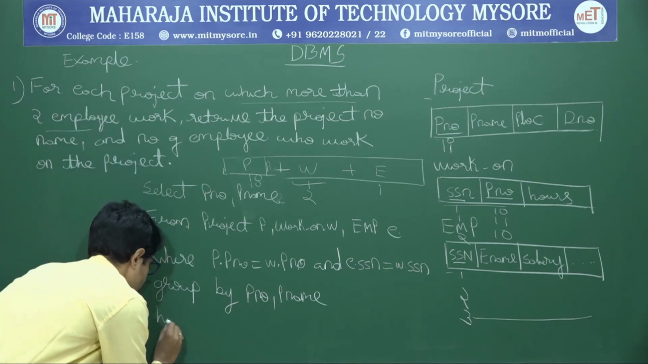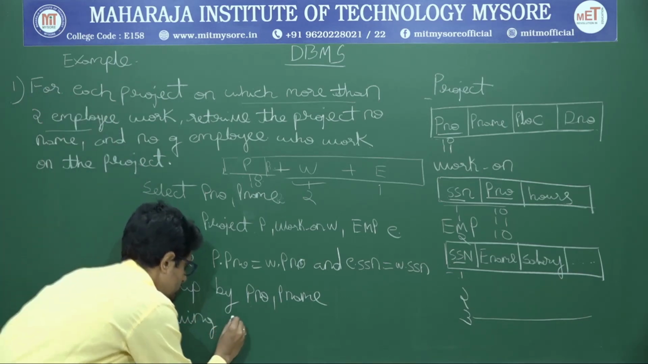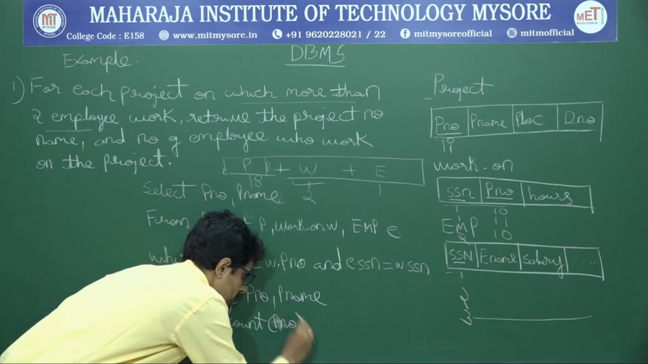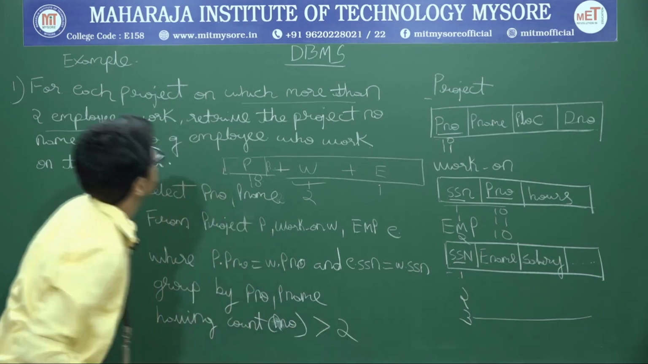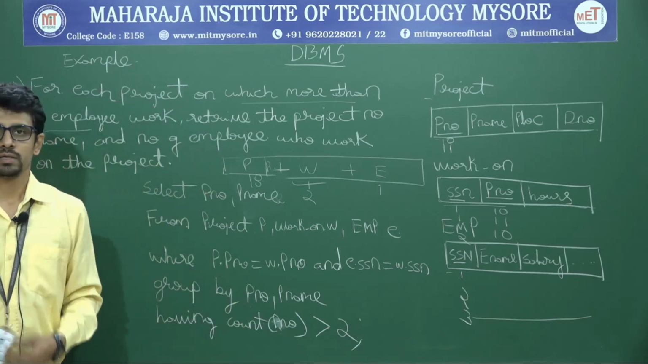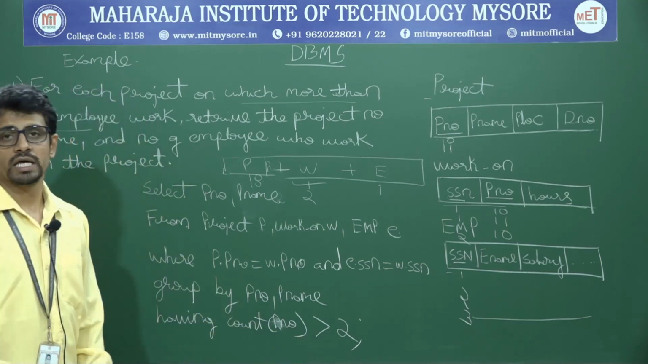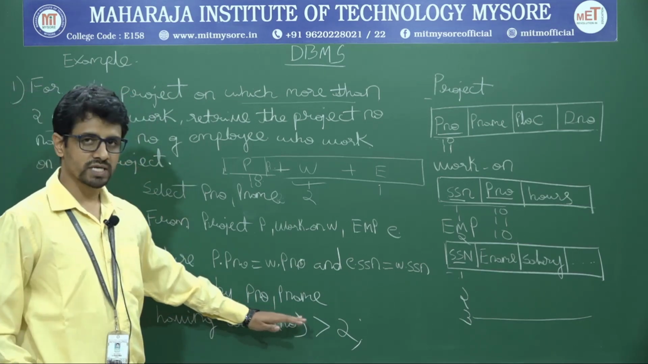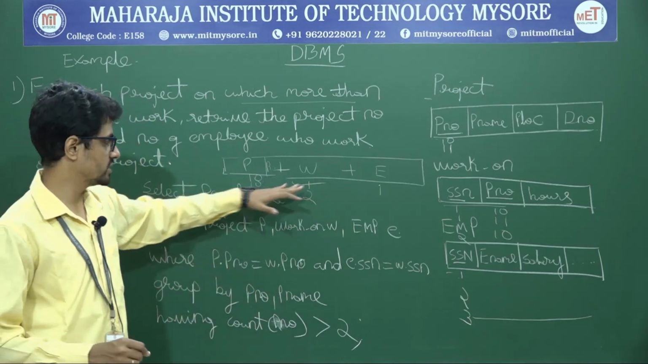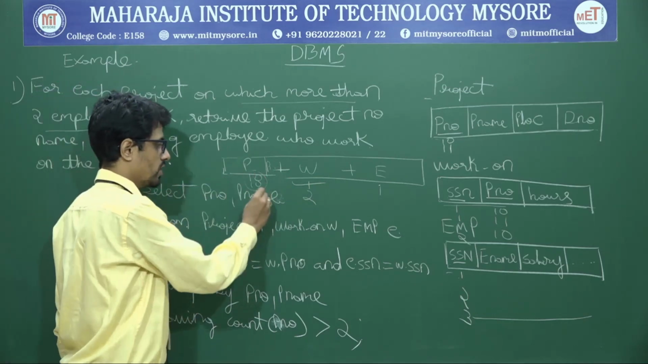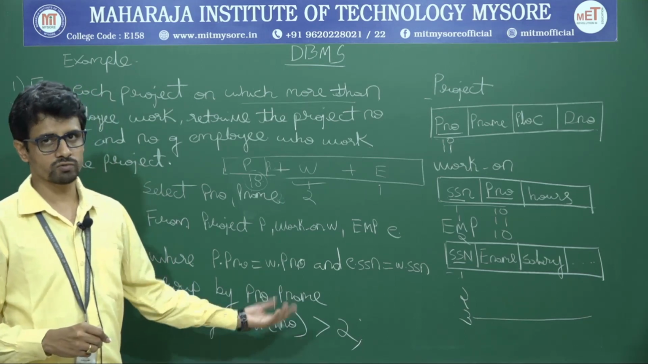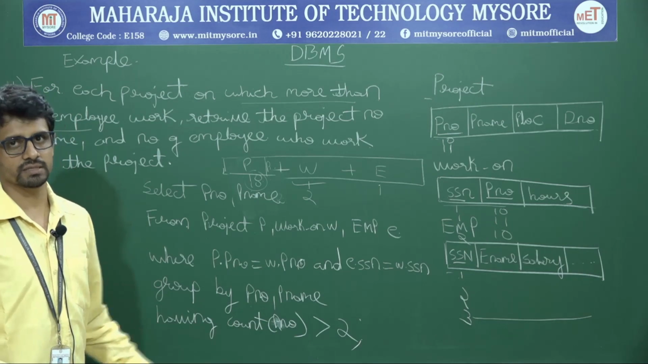So having count of P number greater than 2, more than 2. This is the having condition. Only those groups in which the project number is repeated more than twice are kept. You have created subgroups in this joined table, all 10 into one group, all 11 into one group, no? That group will be checked with the condition. If both are greater than 2, both will be selected. If nothing is greater, nothing is selected.